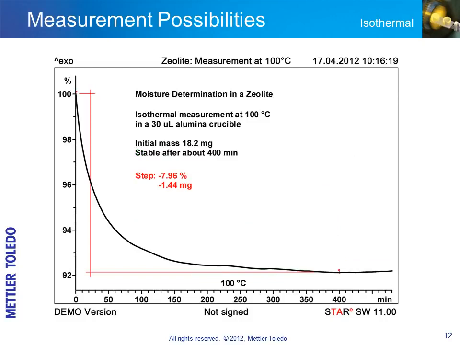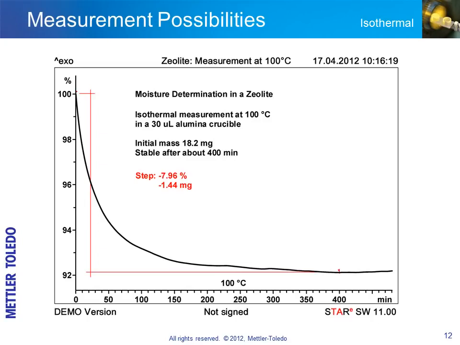Here we see an example of an isothermal measurement. Zeolites that have been preconditioned with a defined amount of moisture are used to check and adjust the balances in infrared drying instruments. The amount of moisture can be determined in an isothermal measurement using the TGA DSC-1.